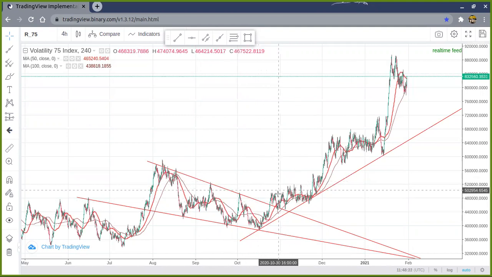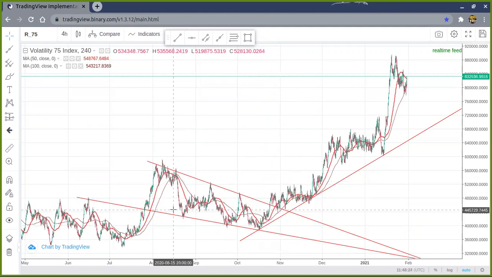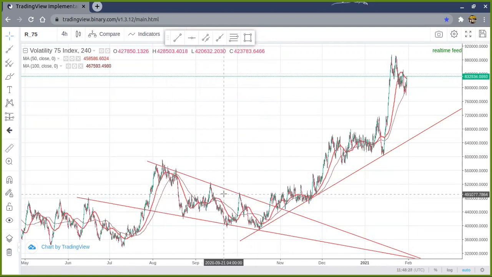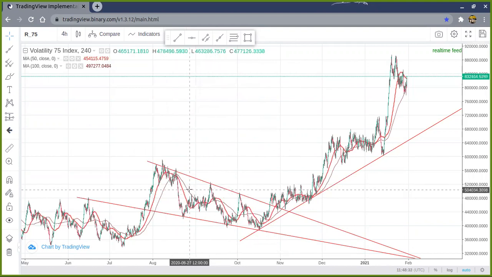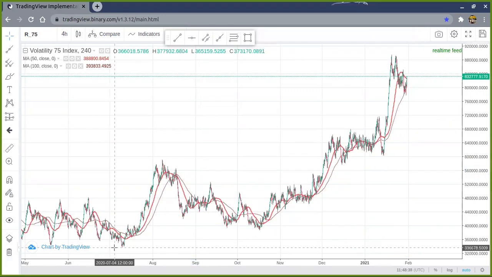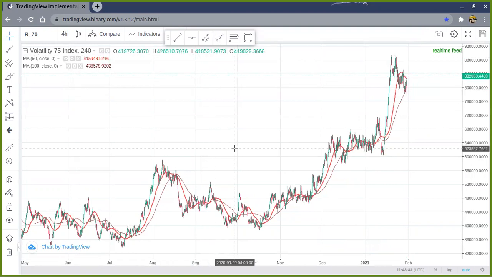There's a VIX 75, and this strategy can be used to trade any market, but I'm using it to analyze the VIX 75 volatility from Binary. Okay, so let's start.